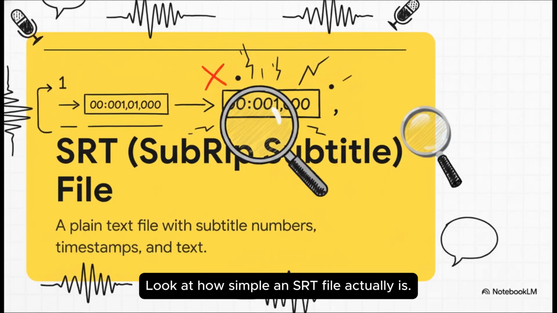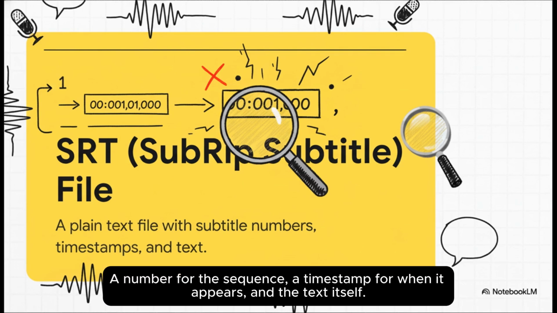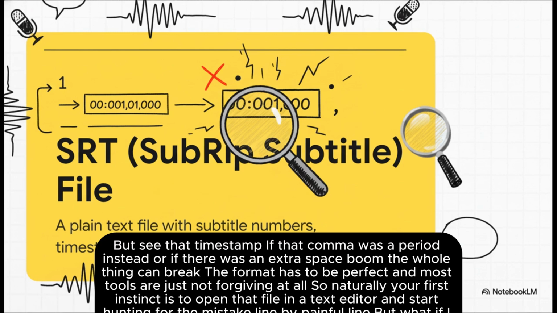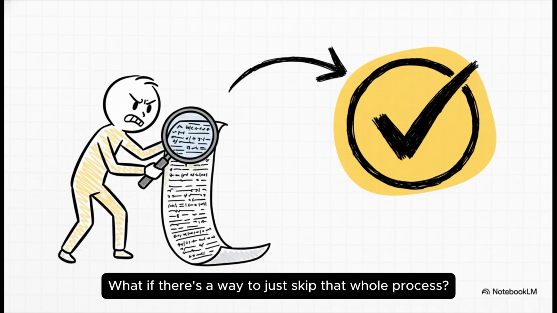But here's the crazy part. Look at how simple an SRT file actually is. It's just three things, right? A number for the sequence, a timestamp for when it appears, and the text itself. But see that timestamp? If that comma was a period instead, or if there was an extra space, boom, the whole thing can break. The format has to be perfect, and most tools are just not forgiving at all. So, naturally, your first instinct is to open that file in a text editor and start hunting for the mistake, line by painful line. But what if I told you that's actually the wrong approach? What if there's a way to just skip that whole process?